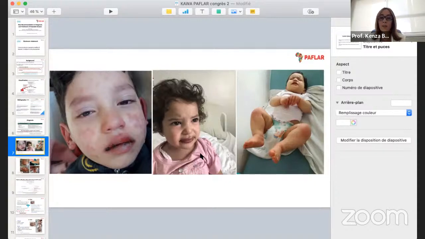Chez cette petite fille, on est frappé par l'aspect très inflammatoire, rouge et tuméfié des lèvres. Et chez ce petit nourrisson, on peut voir l'atteinte des extrémités en phase inflammatoire, comme vous pouvez le constater, qui sont gonflées, qui sont rouges, et également un rash cutané en regard des genoux.